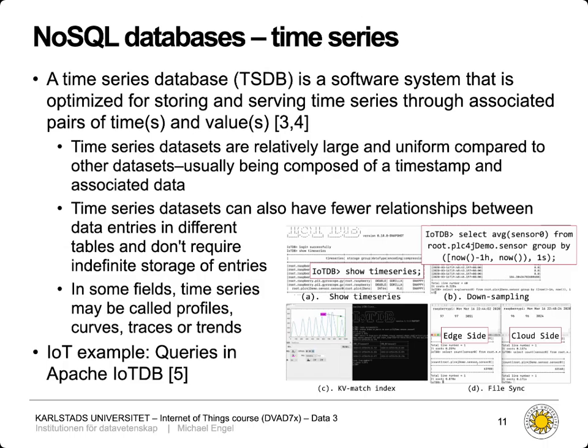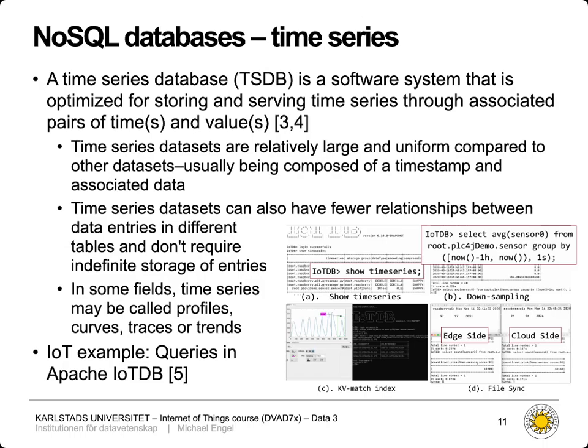Time series data sets tend to become relatively large, but they are very uniform. It's just a timestamp and, for example, a temperature value here. And this is what distinguishes them from other data sets. Time series databases usually also have fewer relationships between data entries in different tables because the most important relationship is actually the point in time, which is implicitly there.